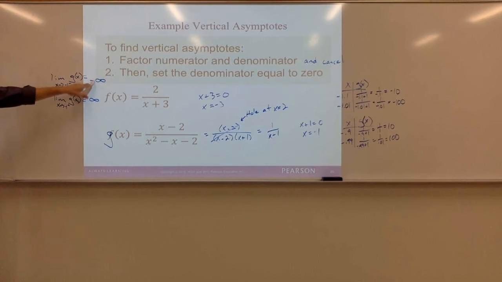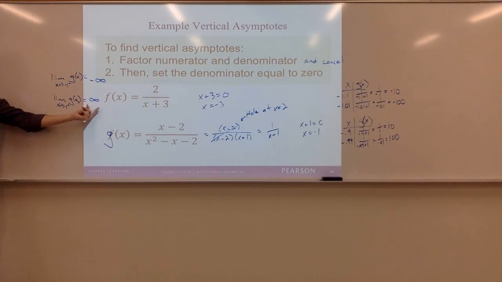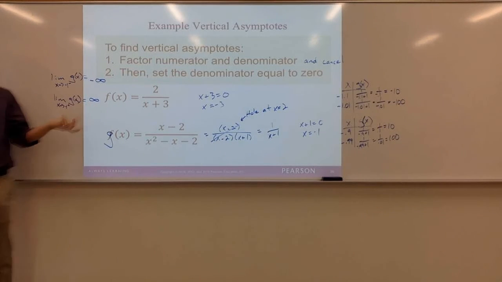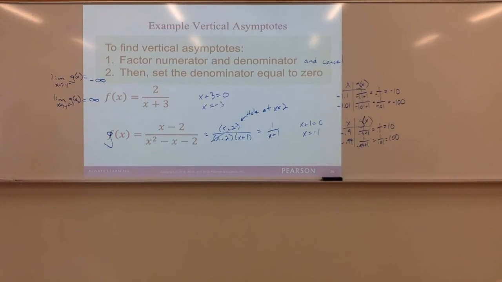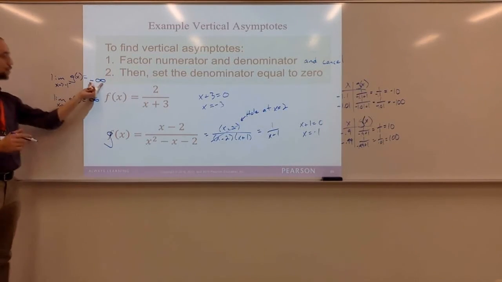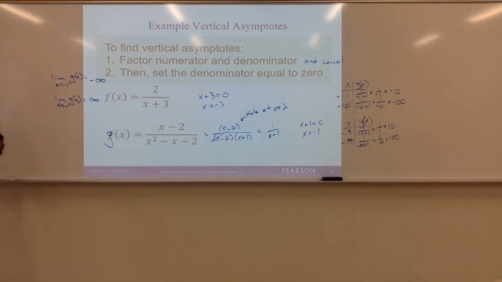Now, if I got negative infinity for this first one, does that automatically mean the second one's positive infinity? No. Right? I mean, we looked at a graph where that wasn't the case, where they both went to positive infinity, right? So just because one's negative doesn't mean we can not check the second one. Right? We have to check both of them to see which direction both one-sided limits are going. Right? Questions?